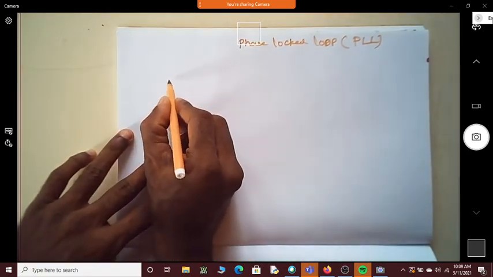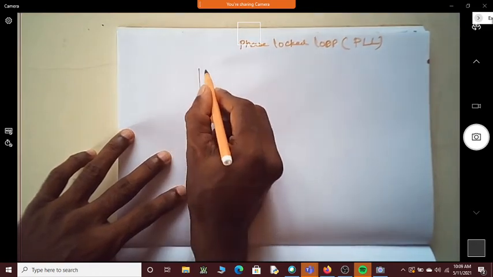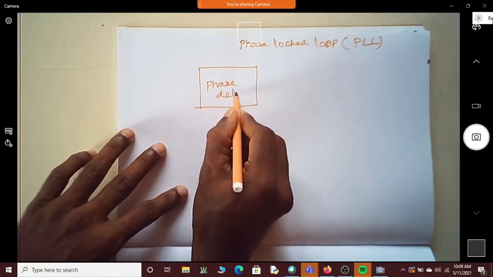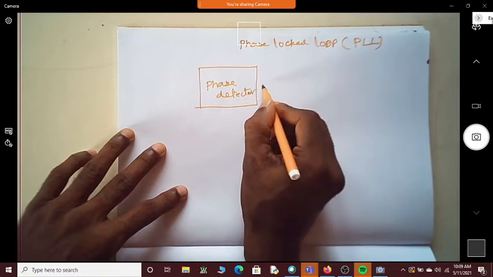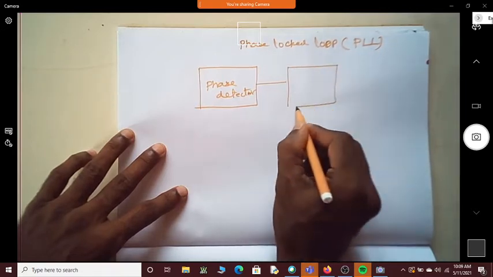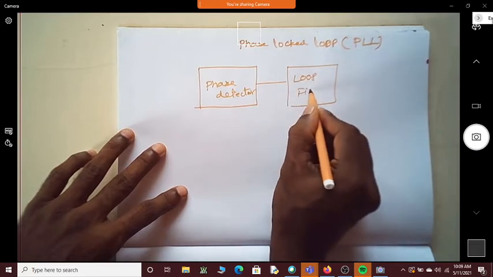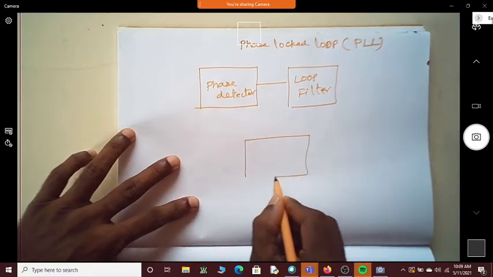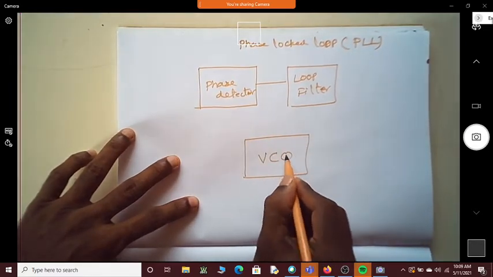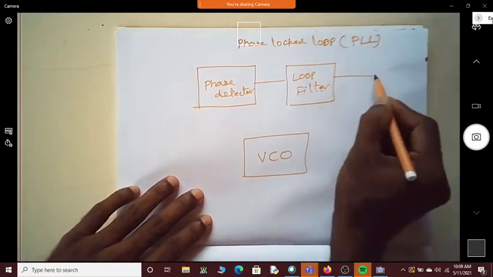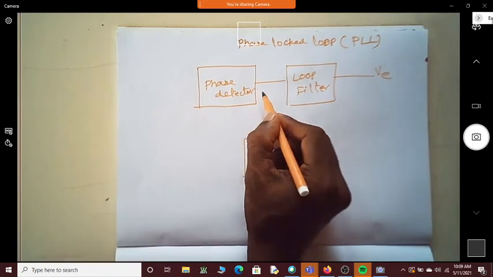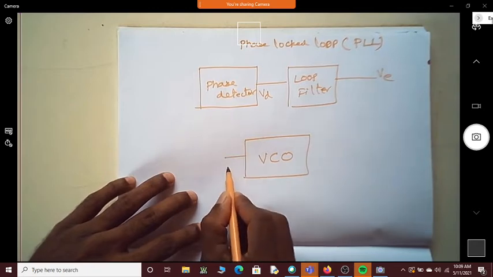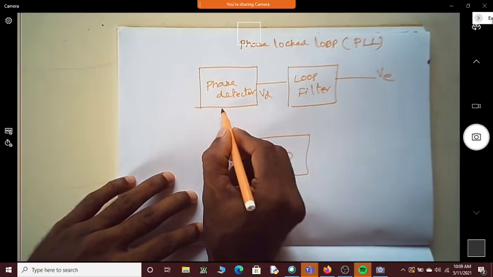As we know, it has three important blocks. One of the blocks is the phase detector. Next, I have a loop filter. Then I have the feedback part, a voltage controlled oscillator, which we usually write as VCO. This is the error signal. Let me call this the VD output, and let me call this V0.